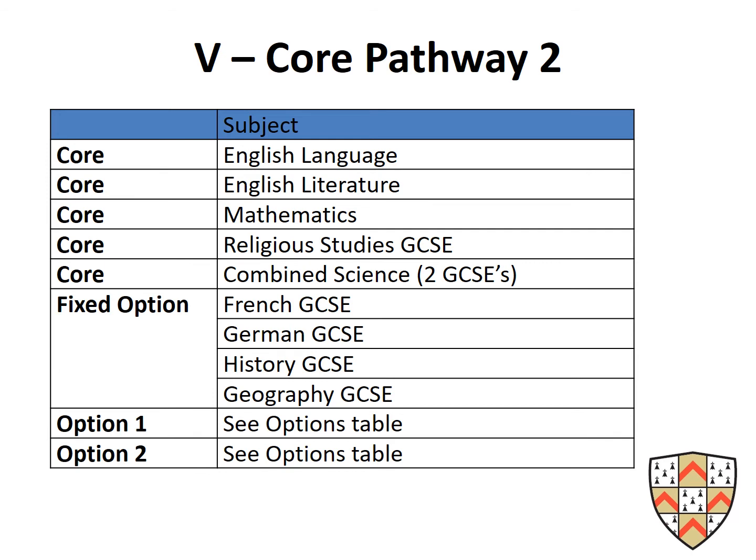The V pathway has slight flexibility. This is for those students who may not achieve as well with the languages course, so therefore we give them slightly more flex and slightly more choice. Here, instead of being forced to choose one foreign language, they have a choice between French, German, history or geography, and then they have 2 further options.